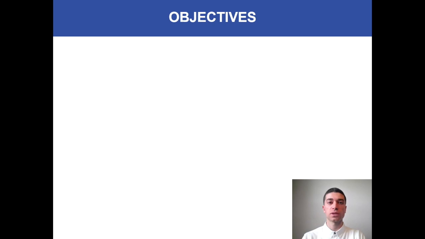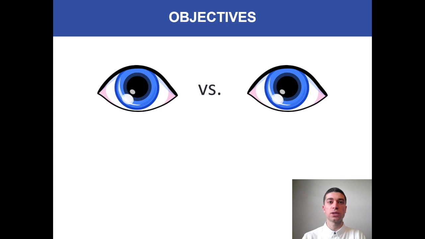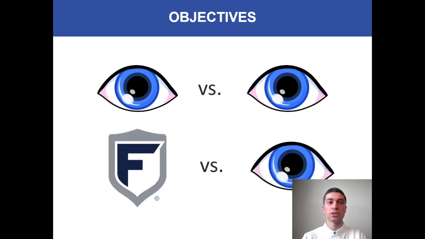There were two objectives of this investigation. Number one, to establish the inter-rater reliability of scoring between trained physical therapists of a double-leg squat and single-leg squat. And number two, to assess inter-rater reliability of double-leg squat and single-leg squat scoring between the Fusionetics system and the majority score of the raters.